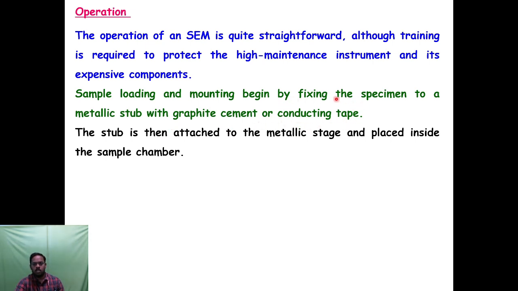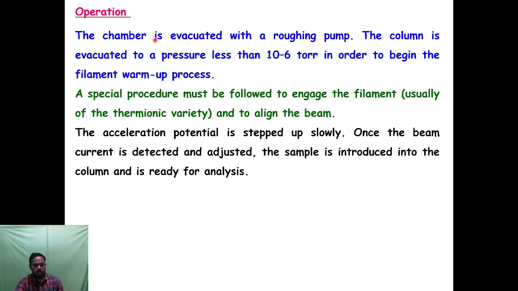Conducting tape is important because samples analyzed in the SEM should be conductive, or we must make the sample conductive in nature. The stub is then attached to the metallic stage and placed inside the sample chamber. The chamber will be evacuated to a pressure of 10 to the minus 6 in order to begin the filament warm-up process. A special procedure must be followed to engage the filament and align the beam. The acceleration potential is stepped up slowly. Once the beam current is detected and adjusted, the sample is introduced into the column and is ready for analysis. So these are the steps we need to follow before getting the SEM images.